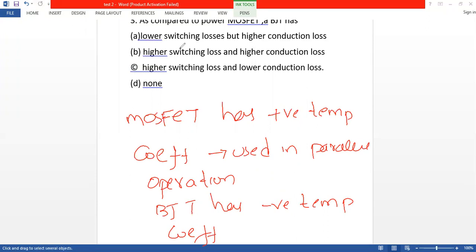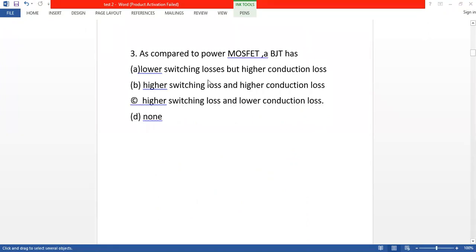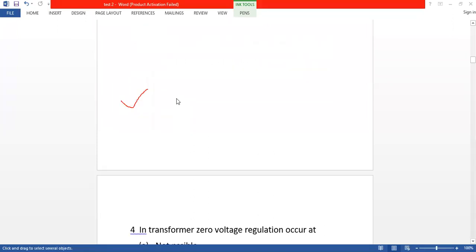So what will be the answer? See here, friends, now come to the question. Let us see what will be the answer. As compared to the power MOSFET, a BJT will have lower conduction losses and higher switching losses. So the answer must be C. Now move ahead.